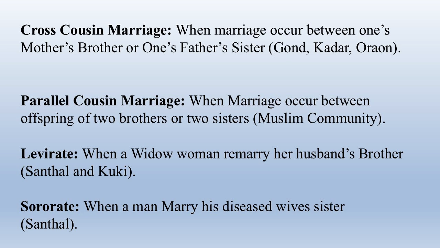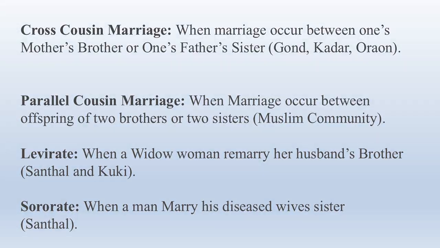On the other hand, parallel cousin marriage means the person marries the child of their parents' same-sex siblings. The example is when a person marries his father's brother's daughter, which has been found in some Middle Eastern cultures.